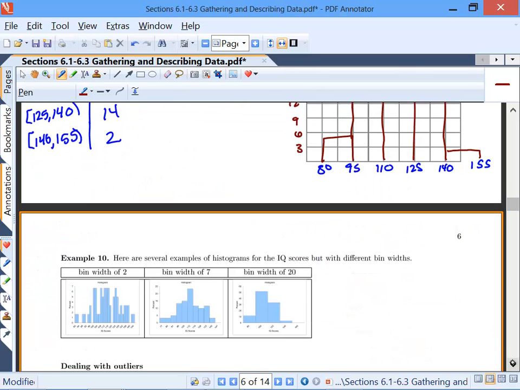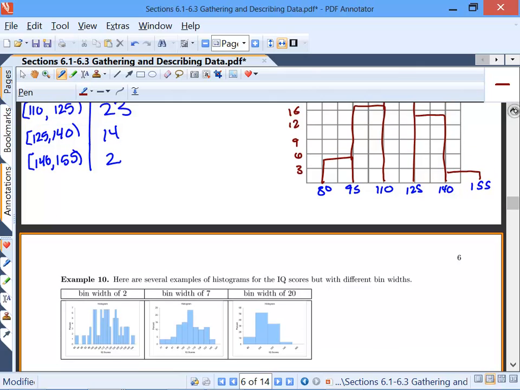So let's look at an example of what a histogram looks like with different bin widths. These are the same IQ scores, for example 10, same data set, and all I've done for these histograms is choose different bin widths. So for a bin width of 2, bin width of 7, and bin width of 20. Notice the difference in the way these look, even the difference in the way our histogram looked compared to this, because we chose a bin width of 15. So looking at this, which one do you like the most for being able to see the most information?